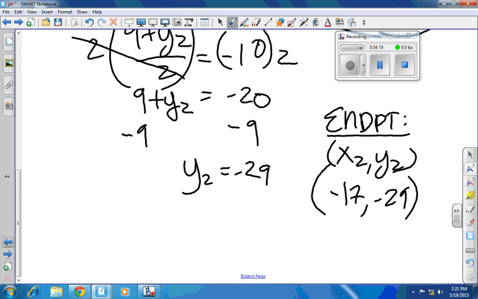Now when you finish, if you have both the endpoints, if you want to check your work, use the midpoint formula to see if you come up with the original midpoint, and you'll know that you did it correct.